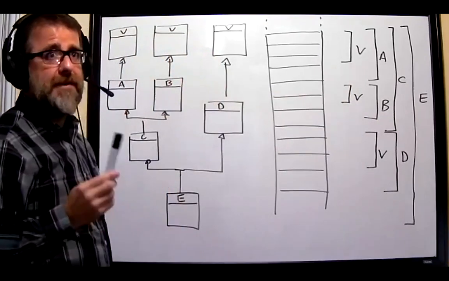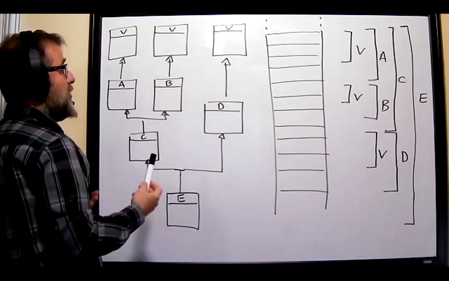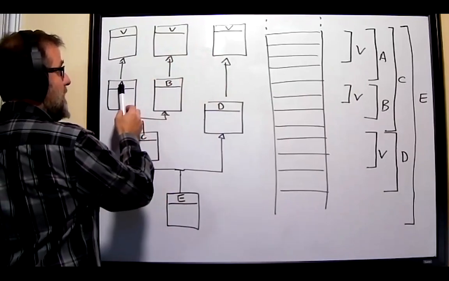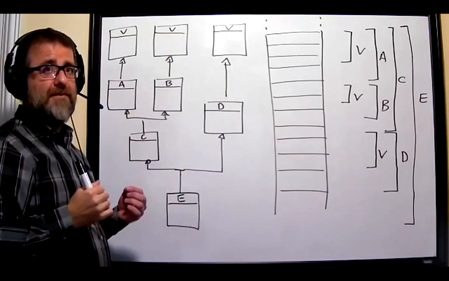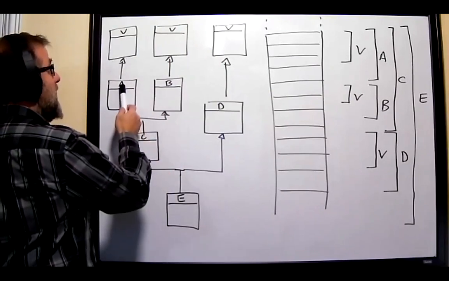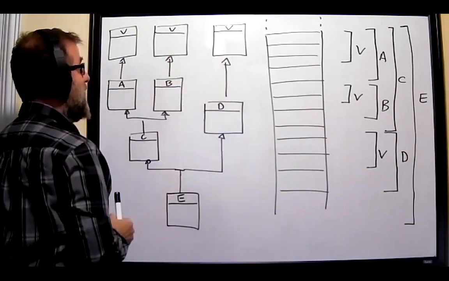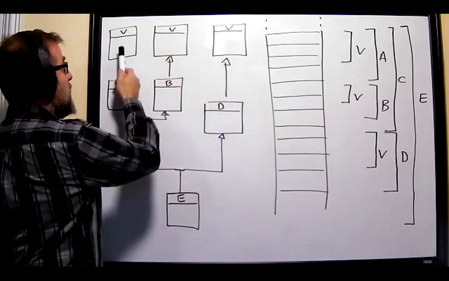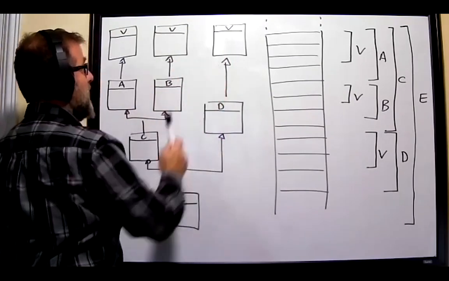Now in this graph that I'm showing on the slide, what I would like to have is that all of A, B, and D would share a common V part. So what I have to do, instead of saying that A inherits from V, B inherits from V, and D inherits from V, is say that A virtually inherits from V, B virtually inherits from V, and D virtually inherits from V.